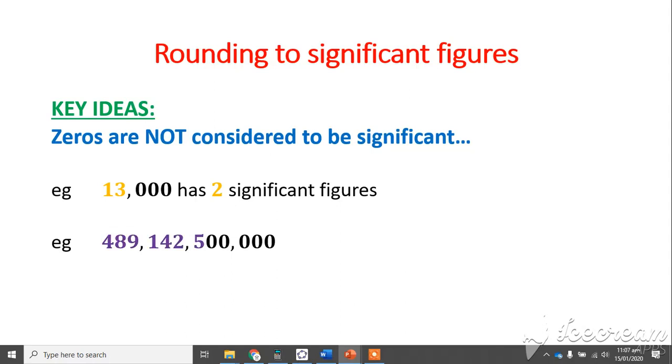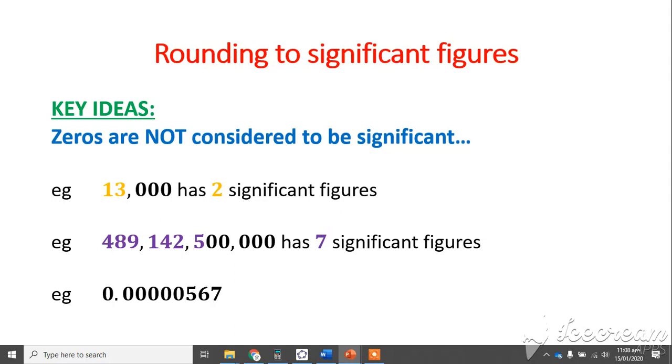So take a look at this number, 489,142,500,000. It's got 7 significant figures, and all those zeros at the end are just placeholders, so they are not significant. What about this number, 0.000000567? All the zeros at the start are not significant, so it's only got 3 significant figures because the zeros are just placeholders.